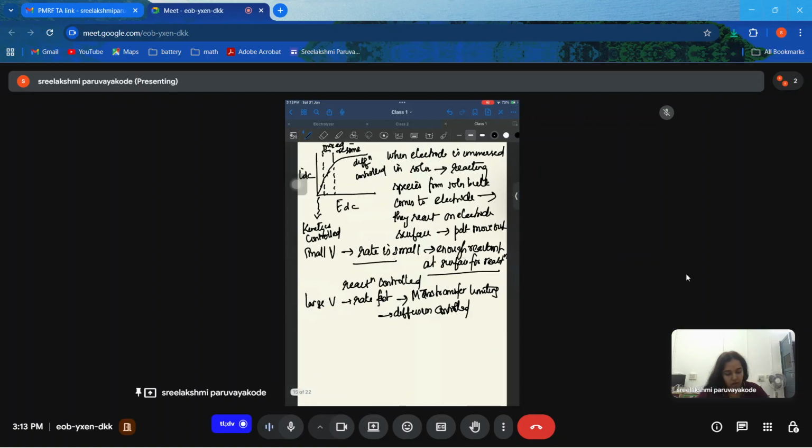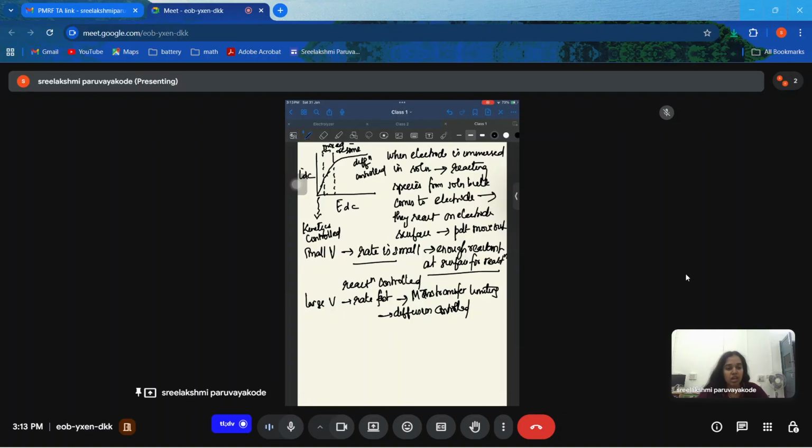Then we saw that when an electrode is immersed in a solution, the reacting species come from the bulk to the electrode, react at the electrode interface, and the product has to move out. When we apply a small potential, the rate of the reaction is very small and we have enough reactants to come to the surface and react. So in this case, it is kinetically controlled.